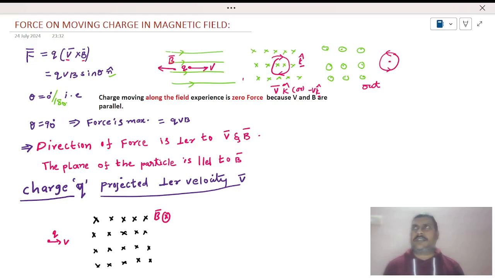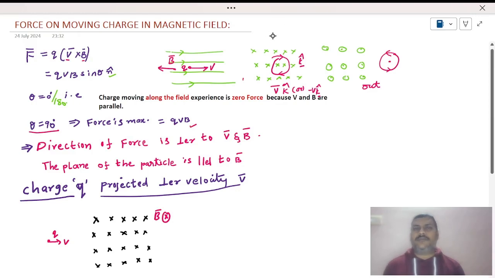This is from vectors, the product of vectors we studied. And the angle between parallel vectors, meaning k and k, j and j, i and i, is also 0. If they are opposite vectors, it is 180. So if the particle is projected such that the angle between B and the velocity of the particle is 0 or 180, the force is 0.